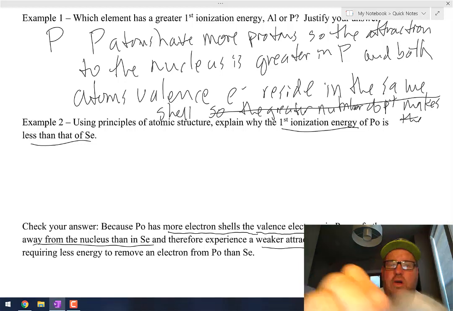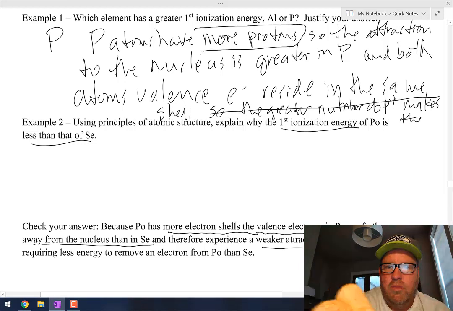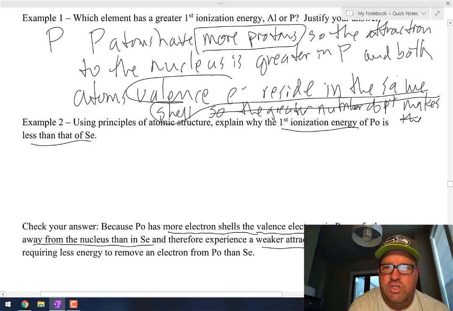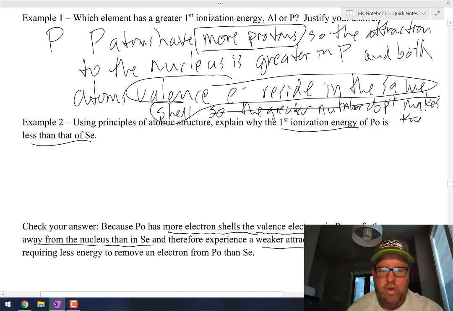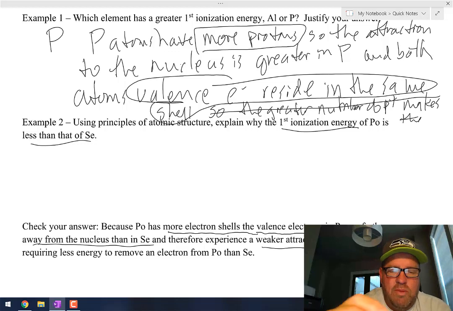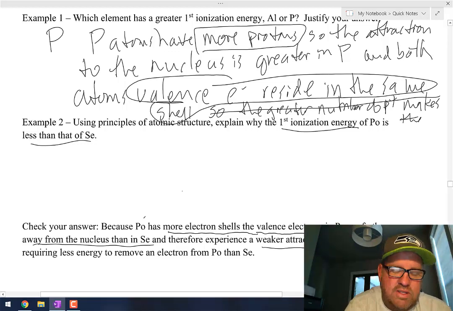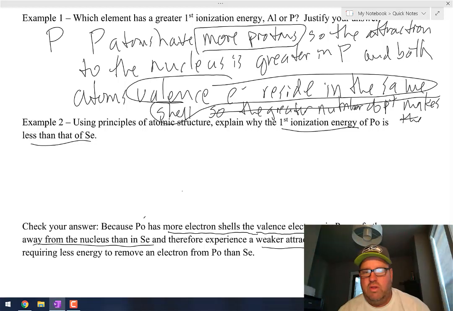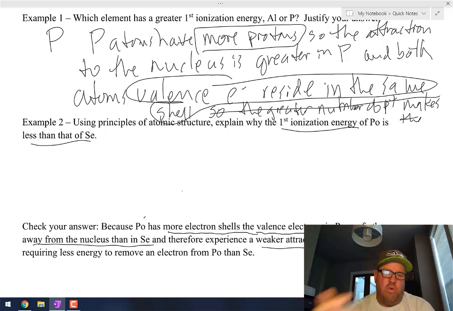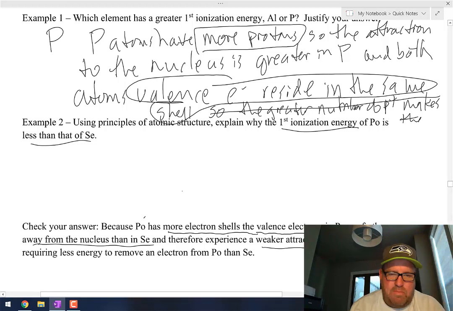Okay, and so up here you're really looking for two things: the more protons, and valence electrons in the same shell. You're really looking for two things when you're going across the periodic table. When you're going down the periodic table, you could even be more specific. You could say that polonium's valence electrons are in, off the top of my head, I don't know, but let's say the 5th shell, where selenium's is only in the 3rd shell. Or you could even be more specific. Polonium's last subshell is the 5p subshell, where selenium's is only the 3p subshell.